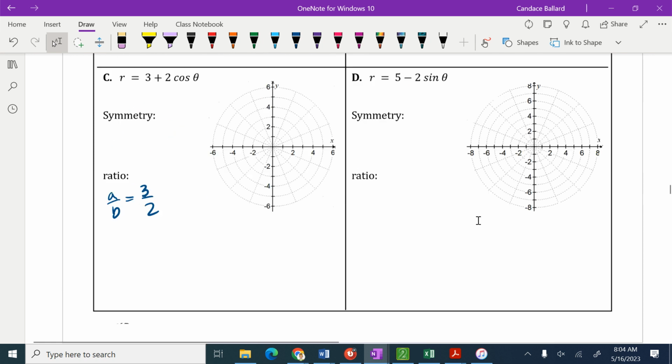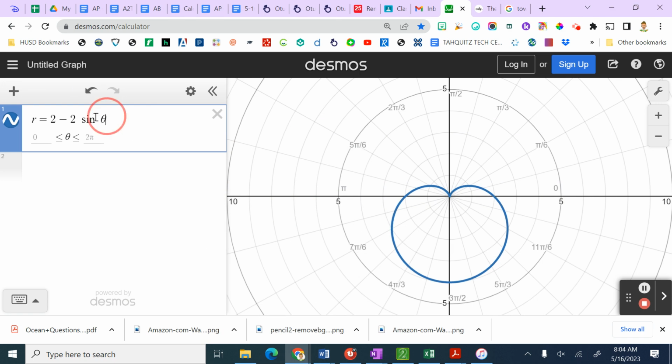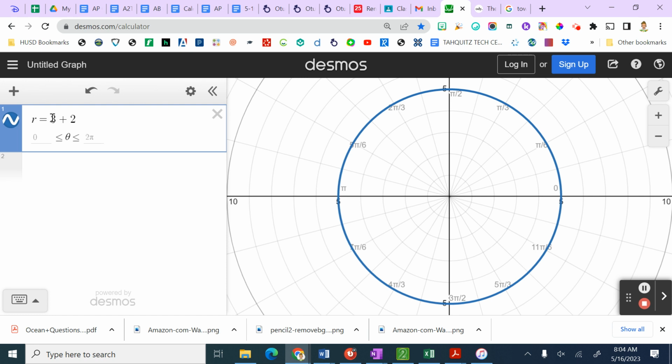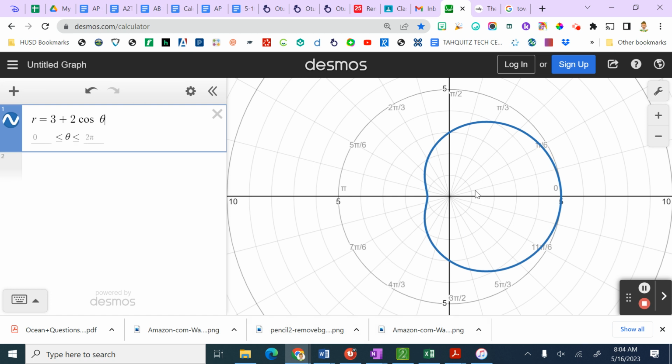What was my picture of? 3 plus 2 cosine theta. If I'm cosine, notice I just got a circle. I'm cosine, am I going to be symmetric across the polar axis or across pi over 2? Polar axis. So I'm expecting this to be, and it's positive, so should it be on the right or the left? Should be on the right. Okay, so let's see what happens. So cosine theta. Awesome.